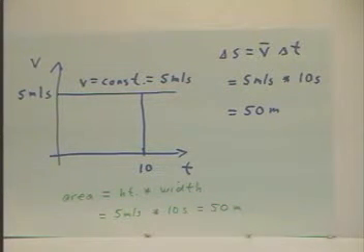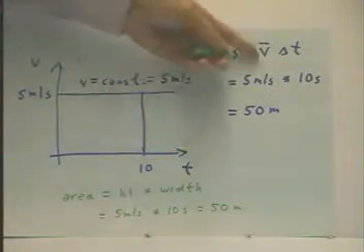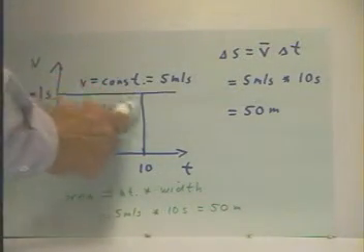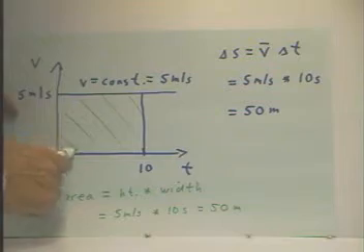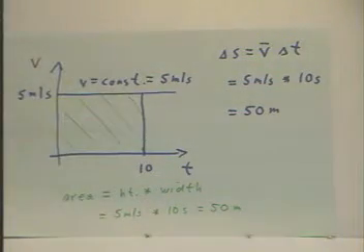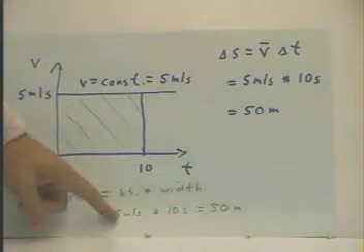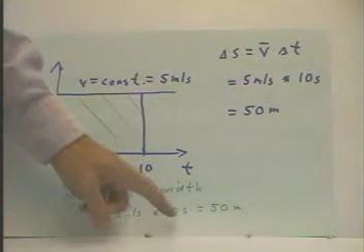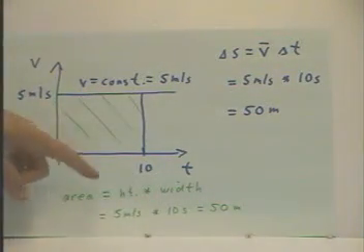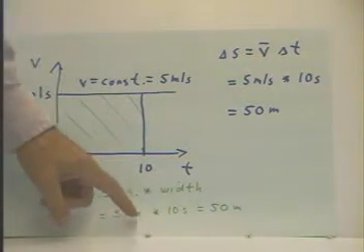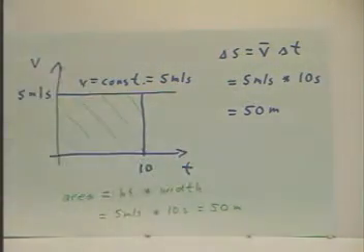Now, the interesting thing here is we can note that this velocity versus time interval corresponds to the area of this rectangle. The altitude of the rectangle represents the 5 meters per second, and the width represents the 10 seconds, so that when we multiply height times width, we get 5 meters per second times 10 seconds. We get the 50 meter displacement.